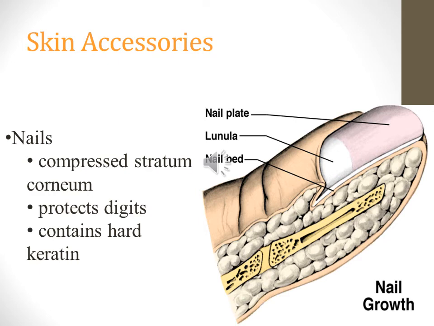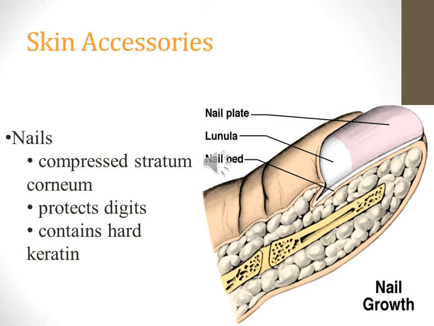The nail is a compressed stratum corneum that's going to protect the end of the digits. It's like a clear protective covering. It does correspond to claws or hooves in the animal kingdom as a general rule, and it contains hard keratin. So you have a free edge, which is what you cut when you cut your nails. You have a body, or the plate, which is pink. You have the lunula, which is the white part, and your cuticle that sits around the edge there.